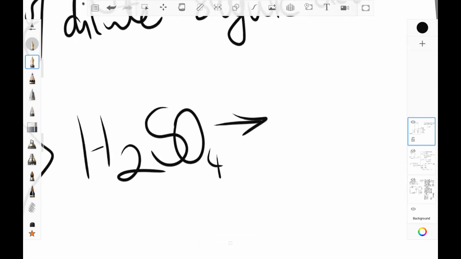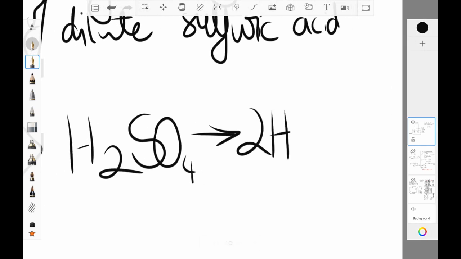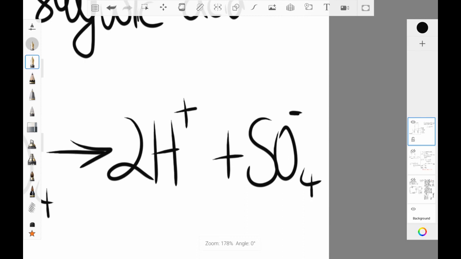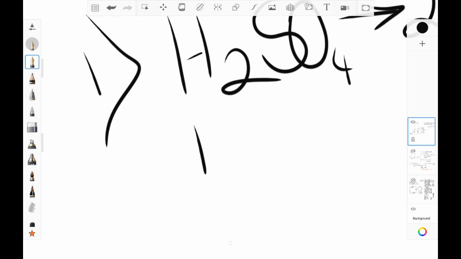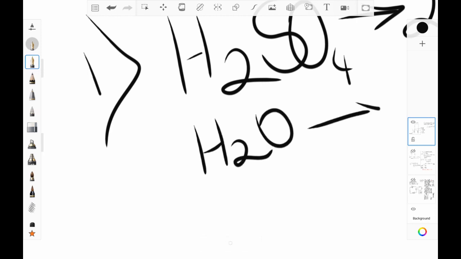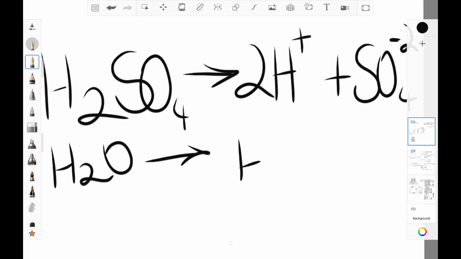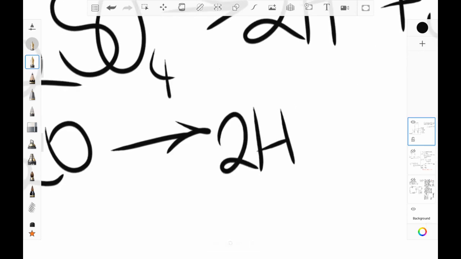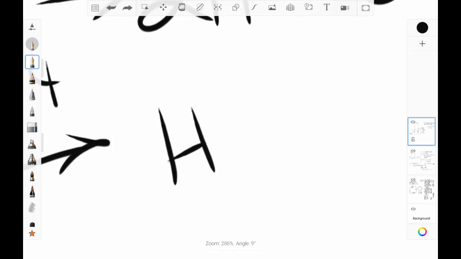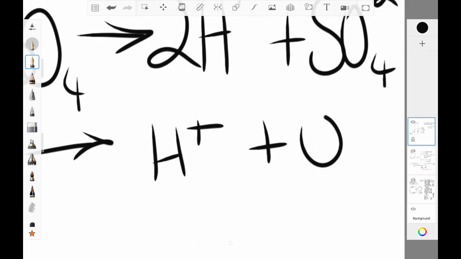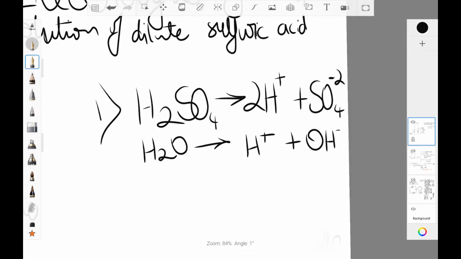So in this case, the sulfuric acid decomposes to form two hydrogen ions and one sulfate ion. A sulfate ion has a 2- charge, if I recall correctly. And you also show the decomposition of water, which again is standard. So you have H plus, I'm sorry, it's just H plus and OH minus. That's the decomposition done.